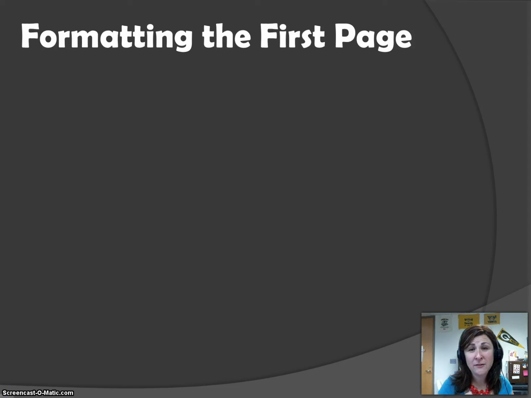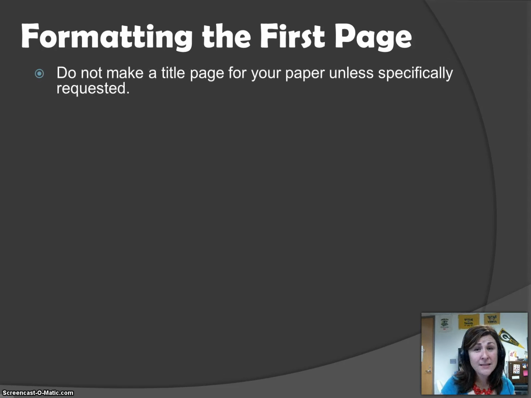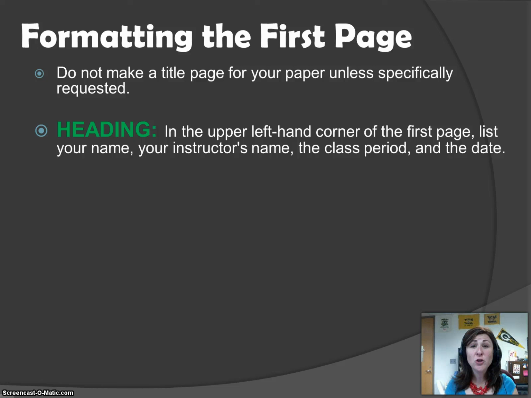Let's move on to formatting the first page of your paper. Unless a teacher requires it, you should not create a title page. A title page typically would include the title and the name of the student who wrote it. This is not something that is typically required at the middle school level. Instead, you'll begin with your heading.